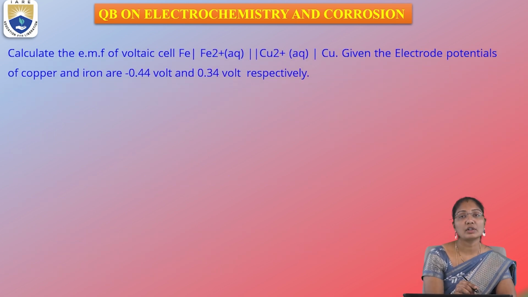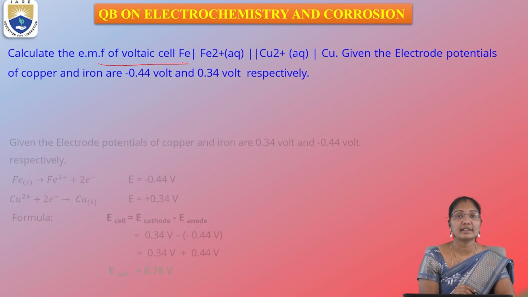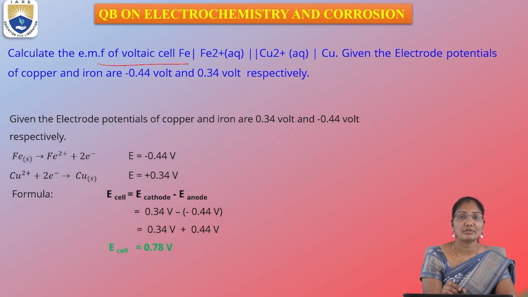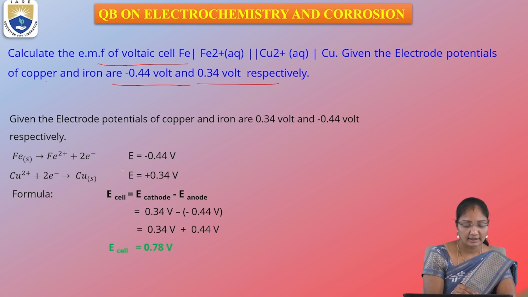Another question is on the calculation of the EMF of a voltaic cell with iron 2 plus aqueous solution and copper 2 plus aqueous solution and copper electrode. The electrode potentials of iron and copper are given as minus 0.44 volts and 0.34 volts. Here iron converts to iron 2 plus and 2 electrons; it is going to oxidize. The copper is going to reduce: copper 2 plus plus 2 electrons gives copper.